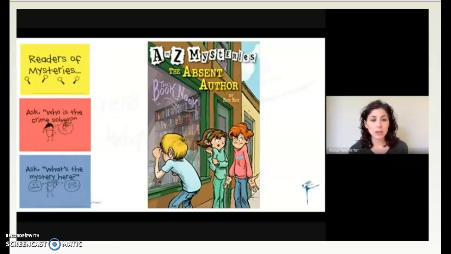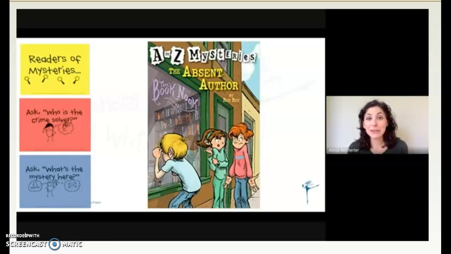What's the mystery here? Well, the title says absent author. So absent is like missing, right? Like when you're not at school. An author is like a writer. I think I got it. I think the mystery here is that an author, a writer, is missing, and maybe that kid in the front, that crime solver, is going to be able to help find that author.